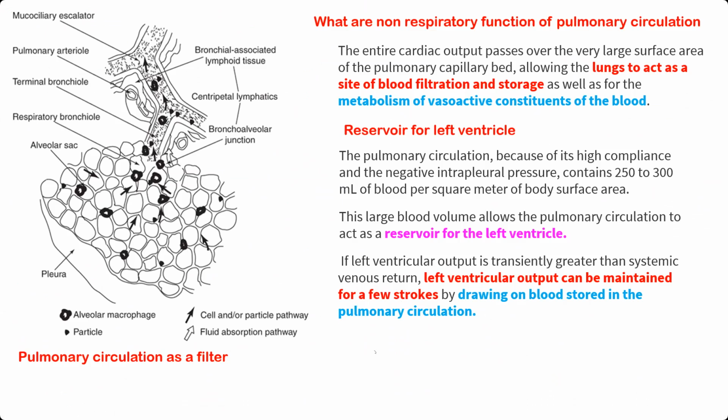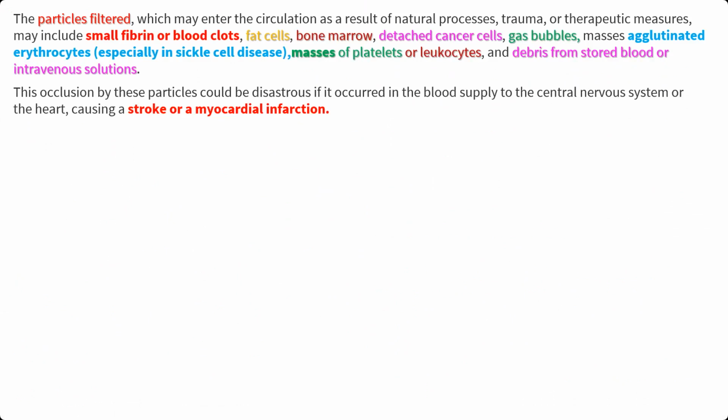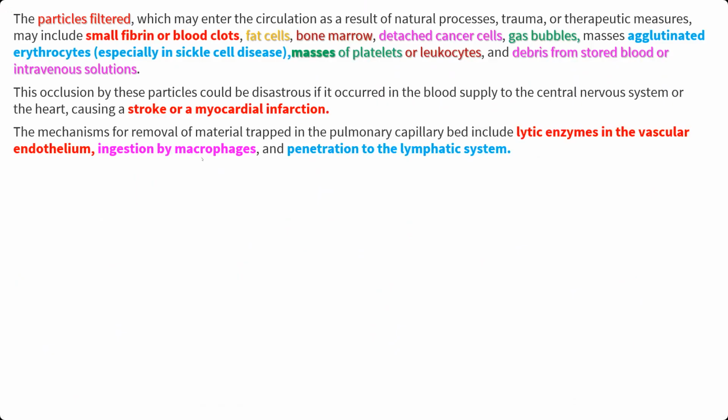And the pulmonary circulation acts as a filter for all the things that are passing through the pulmonary capillaries. The particles that are filtered are small fibrin and blood clots, fat cells, bone marrow cells, detached cancer cells, gas bubbles, etc. And masses of platelets or lymphocytes are all removed so that they don't go and cause any thrombus formation in the systemic circulation. So if this function is not there, every one of us is likely to suffer from a stroke or a myocardial infarction.